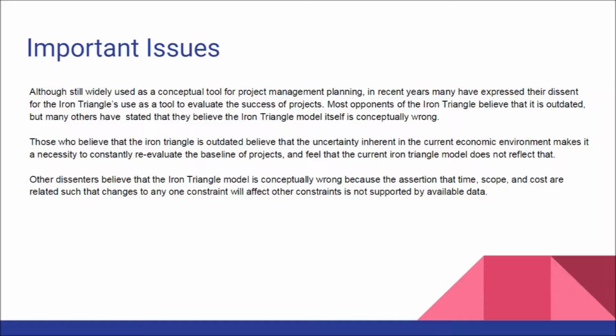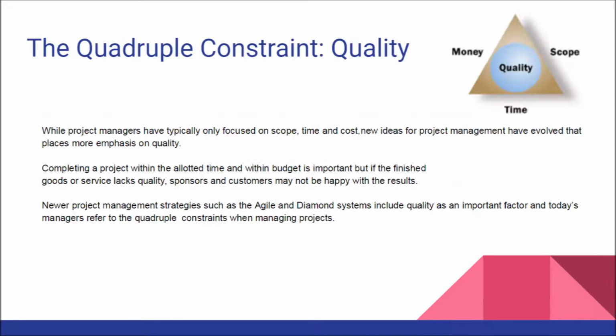Those who believe that the Iron Triangle is outdated believe that the uncertainty inherent in the current economic environment makes it a necessity to constantly reevaluate the baseline of projects and feel that the current Iron Triangle model does not reflect that. Other dissenters believe that the Iron Triangle model is conceptually wrong because the assertion that time, scope, and cost are related such that changes to any one constraint will affect other constraints is not supported by available data.